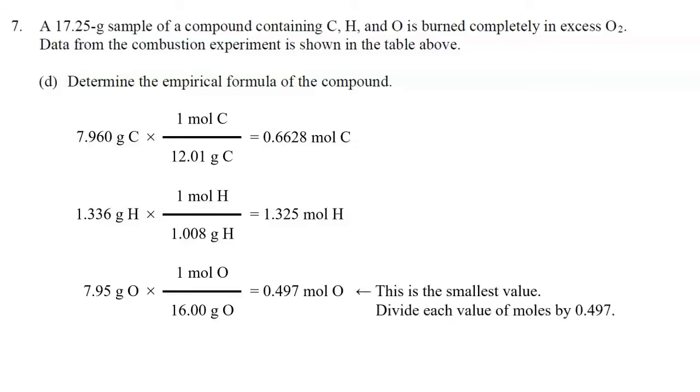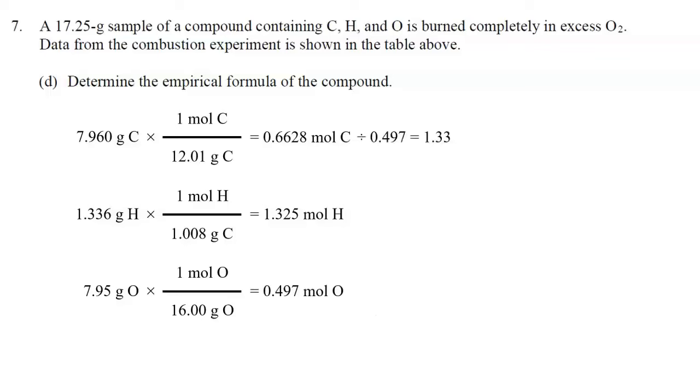Of these 3 values, since the 0.497 moles of oxygen is the smallest of the 3 values, let's go ahead and divide each value of moles by 0.497. So we do that for carbon and we get 1.33. I'm not going to round it. We do that for hydrogen and we get 2.67. Again, I'm not going to round it. And obviously for oxygen, we divide that by itself, we get 1.